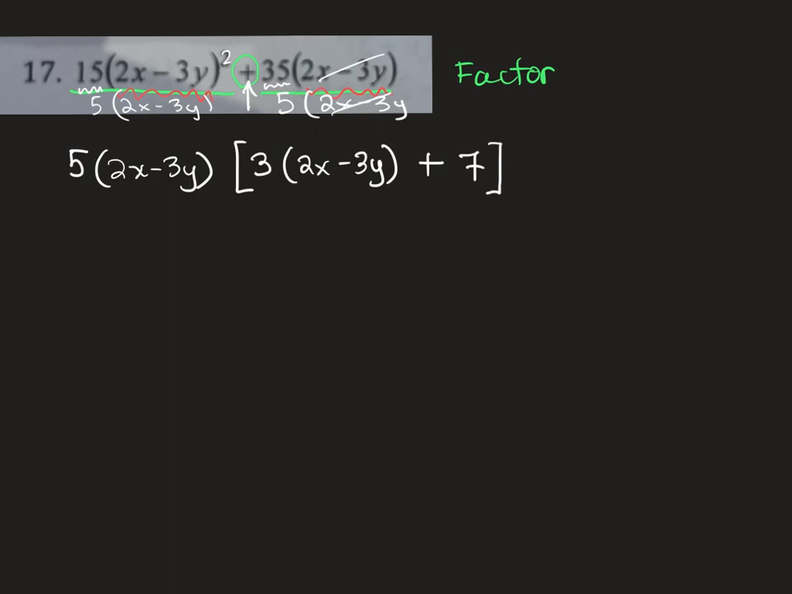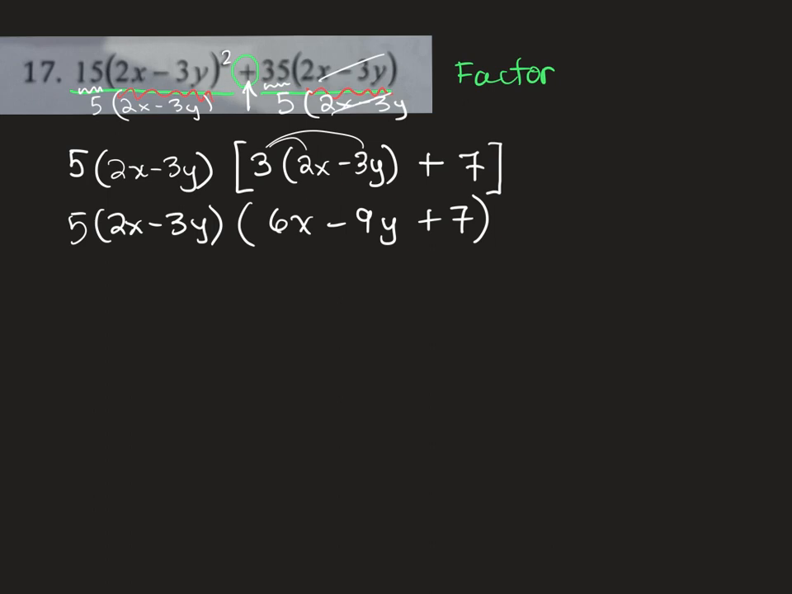Now, 5 times 2x minus 3y, that still gets written down in front. But inside the square brackets, we can now drop those round brackets and multiply that 3 through to get 6x minus 9y plus 7. And then we're going to look to see if there's anything else we can do.